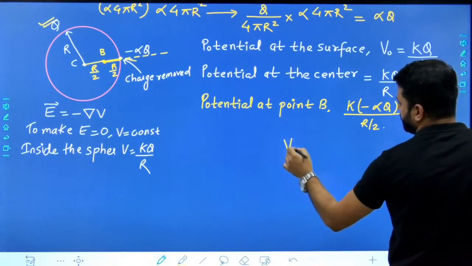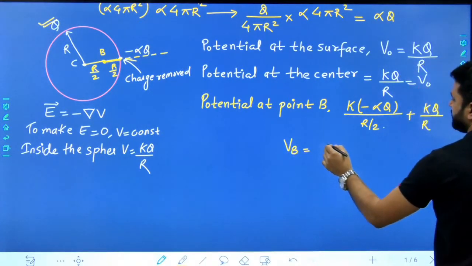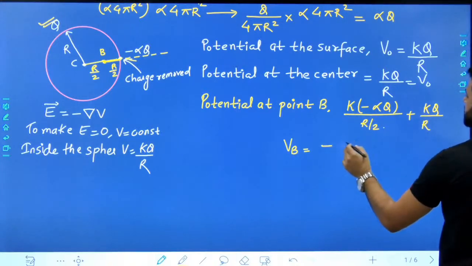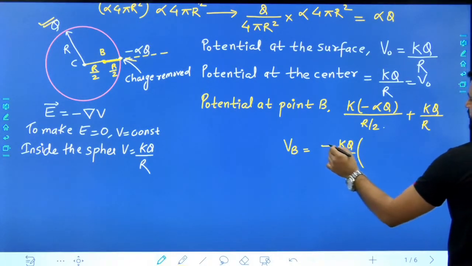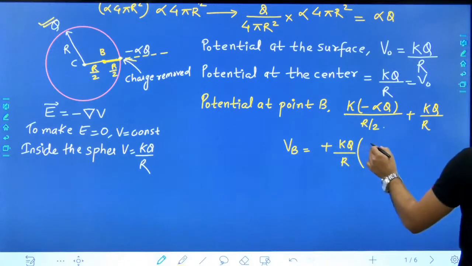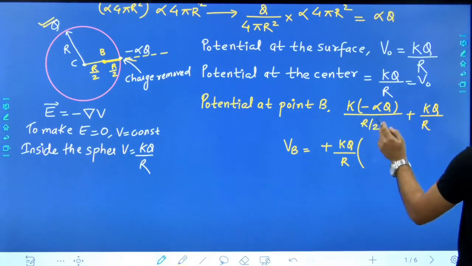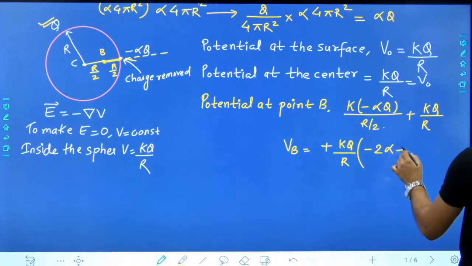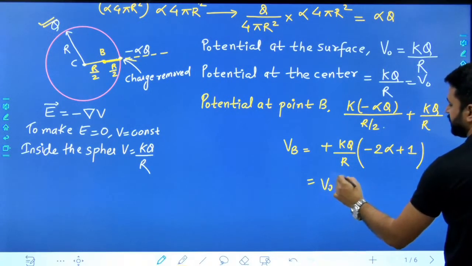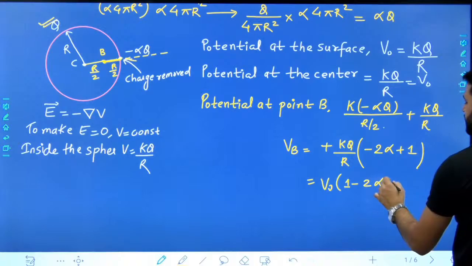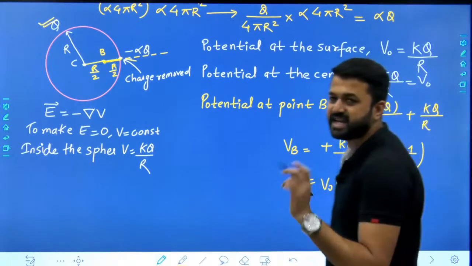So the total potential at point B will be minus K q by r, and we can take common and let's take only the plus sign. So we will get K q by r times minus 2 alpha plus 1. K q by r is denoted by V naught, so this is V naught times 1 minus 2 alpha. So this is the potential at point B.